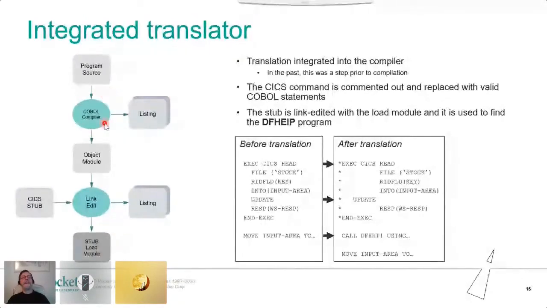Now, the compiler produced a listing. We got an object module, and then we did a link edit. And what you couldn't see necessarily was there's a CICS stub, a hexadecimal program that's inserted into your physical load module before it's loaded into CICS. I'll explain what that was used for in just a second. But what you did see, well, the read command is commented out. It's replaced by DFHEI1 and a bunch of COBOL move instructions because that's valid COBOL.